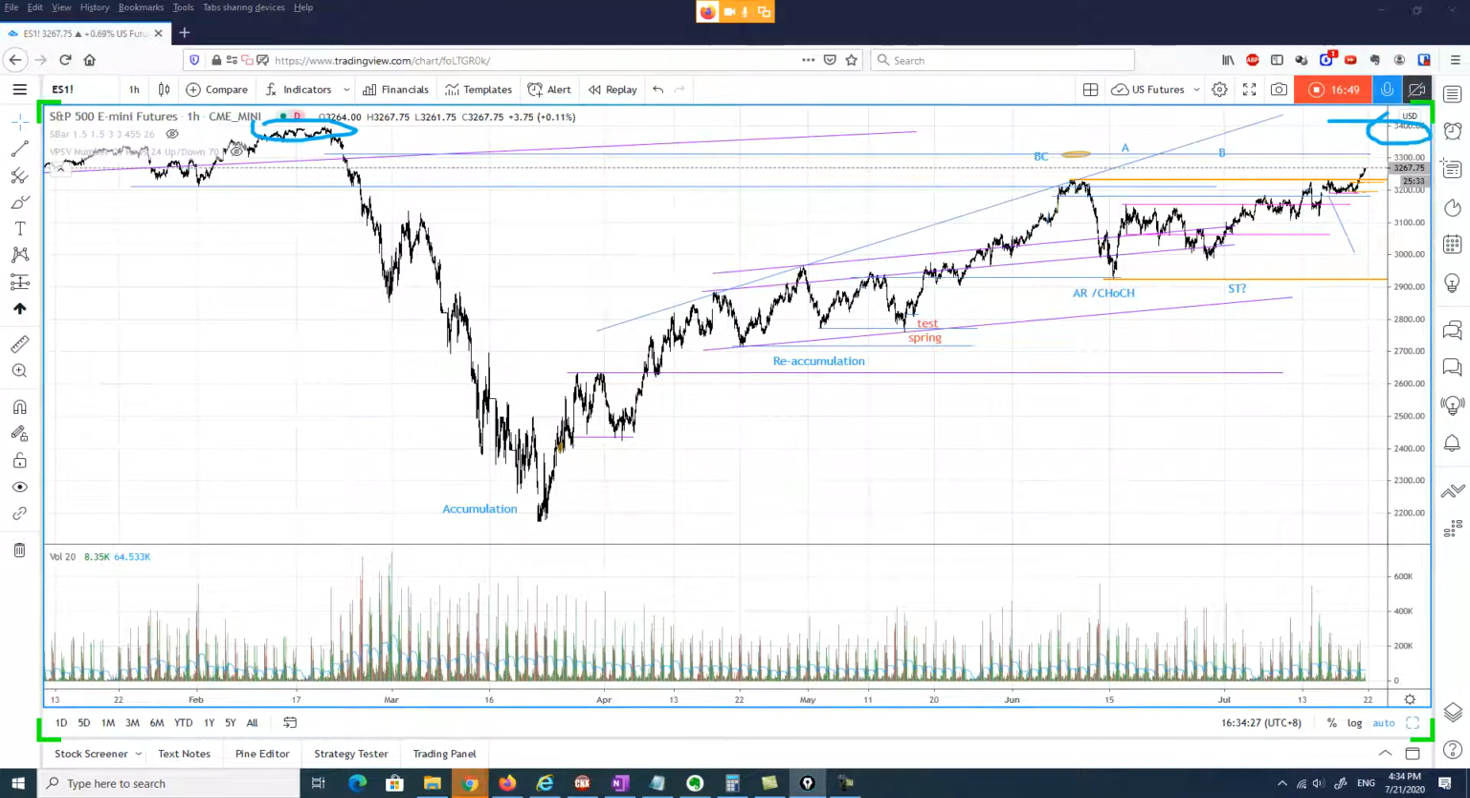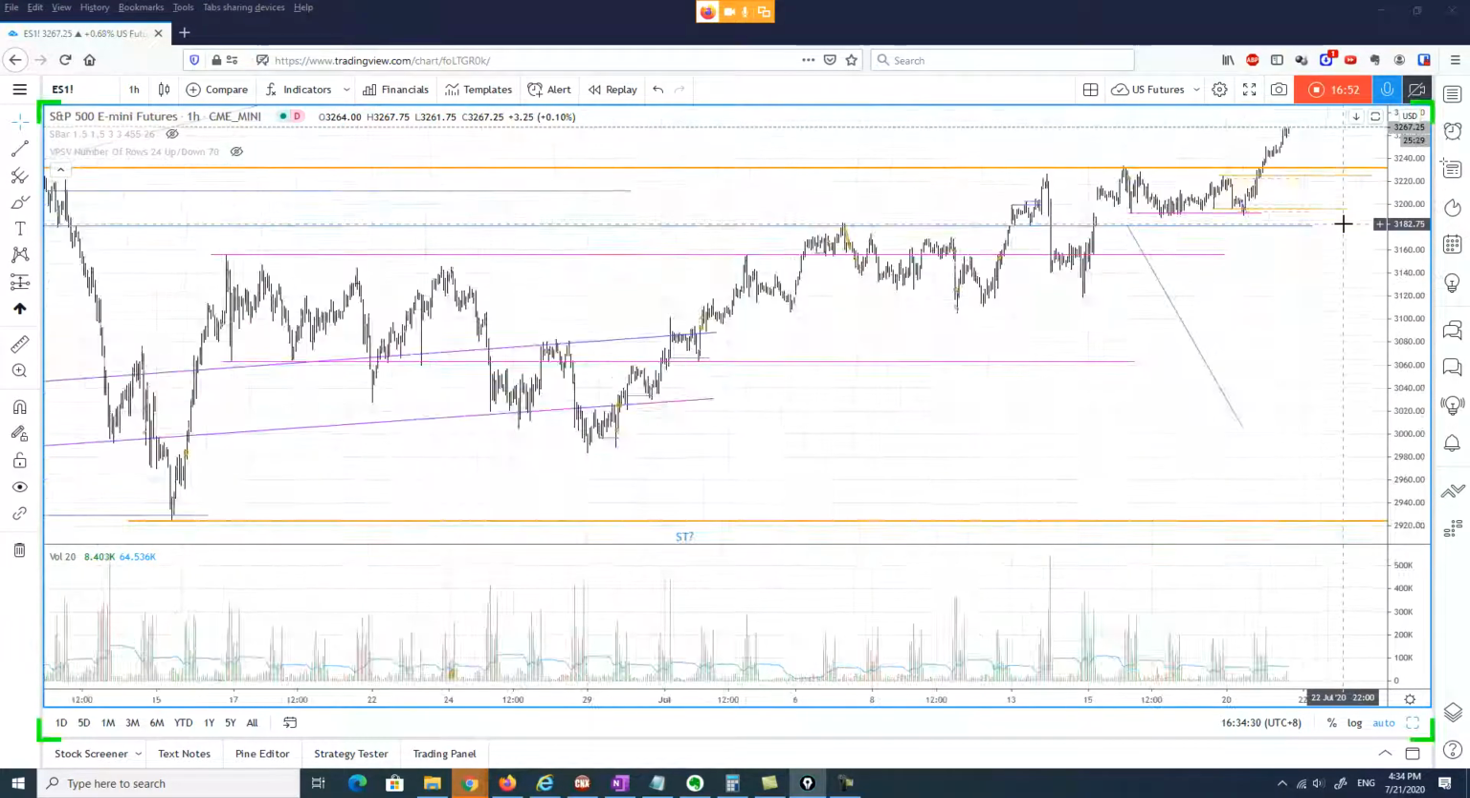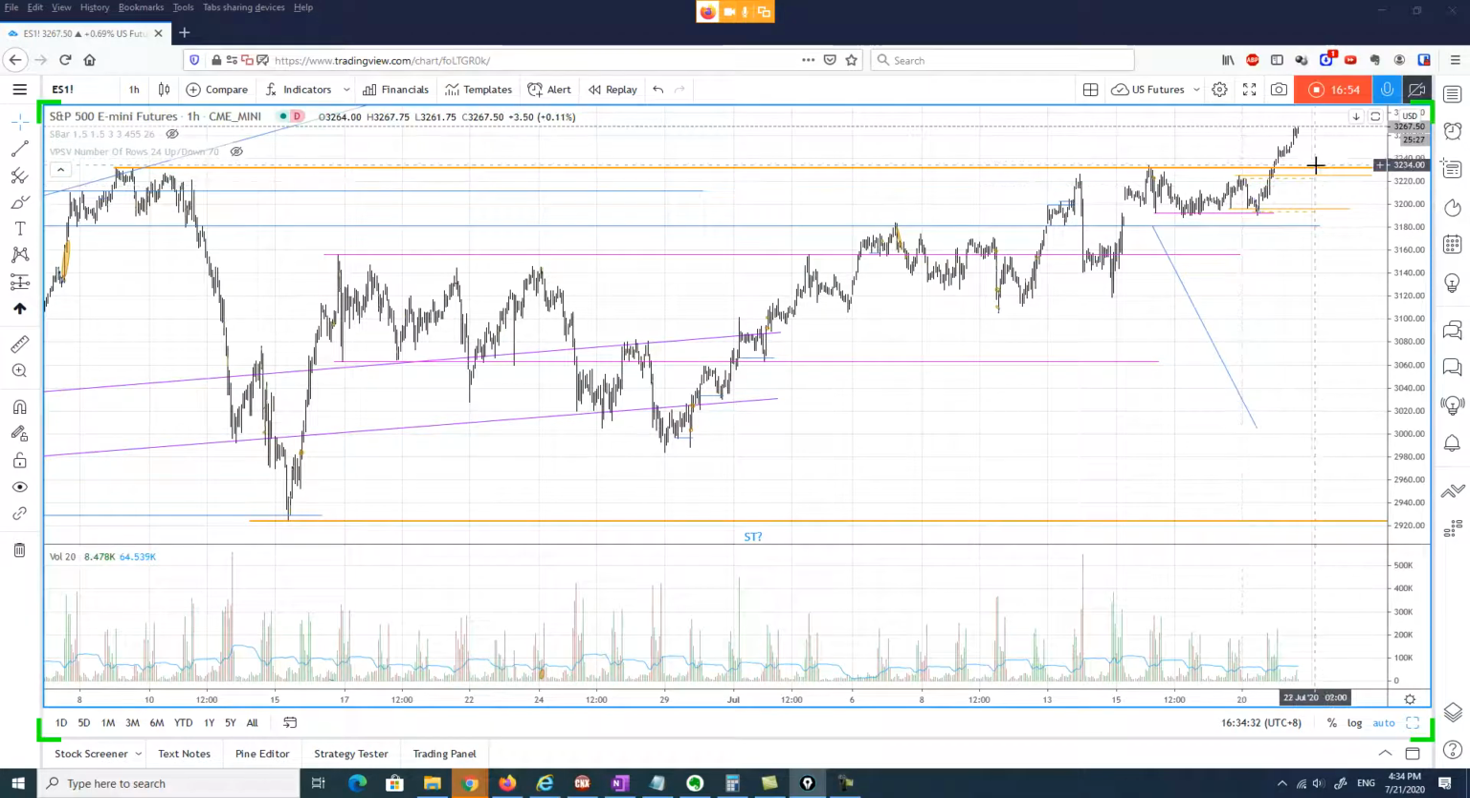Okay, so for the immediate support level, definitely it is the resistance-turned-support level at around 3230. That is a pretty textbook style level to watch, 3230. And also this 3170 is a support level as well. And yeah, this is pretty much it.